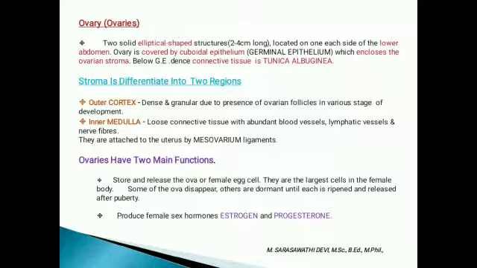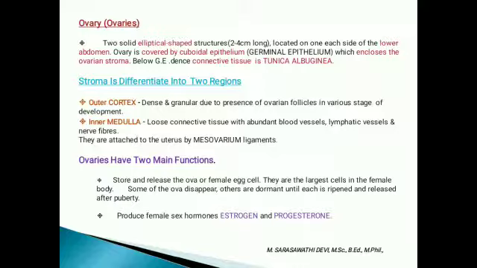The stroma is differentiated into two regions, the outer cortex and the inner medulla. The outer cortex is dense and granular due to the presence of ovarian follicles in various stages of development. The inner medulla has abundant loose connective tissue, blood vessels, lymphatic vessels and nerve fibers. The ovaries are attached to the uterus by the mesovarium ligament.